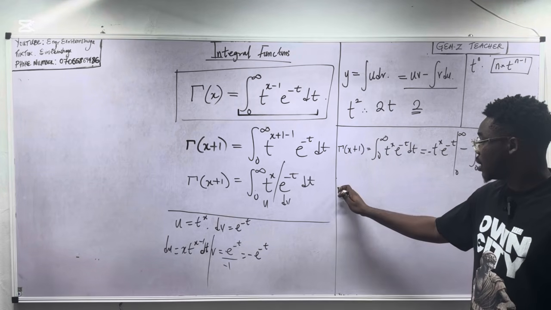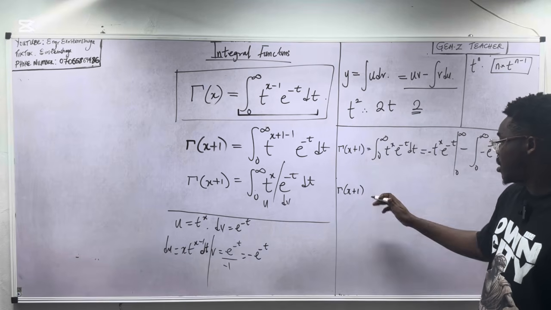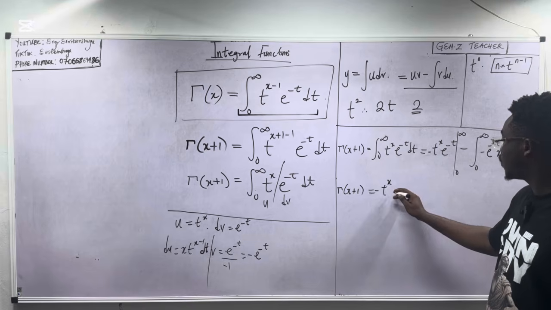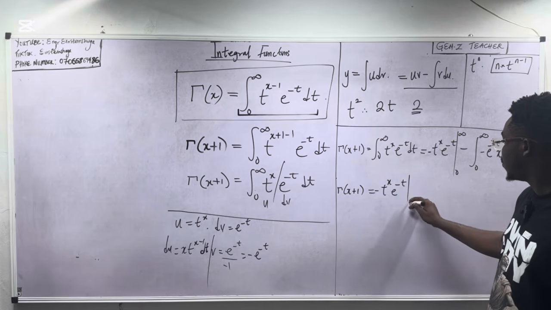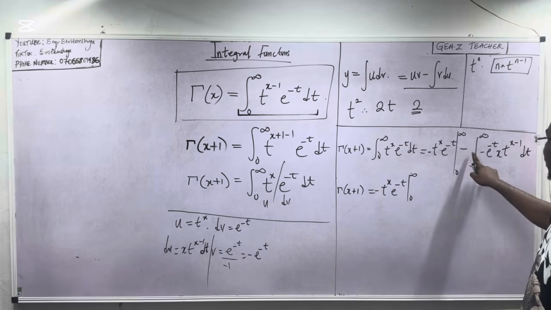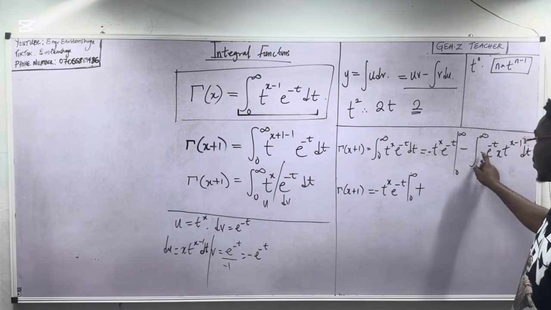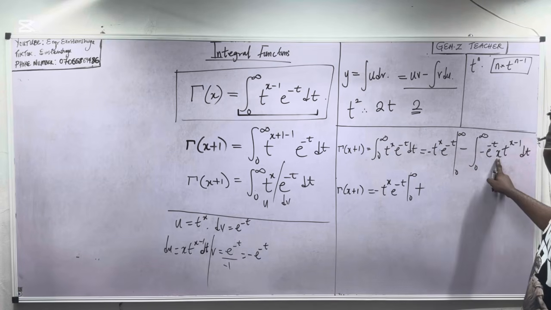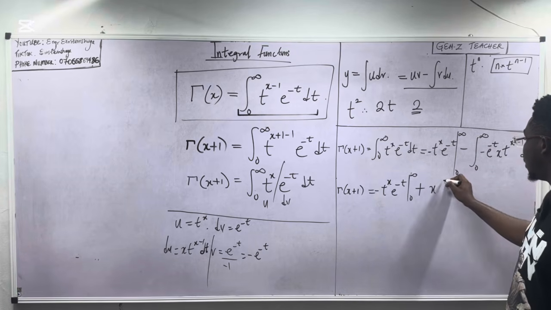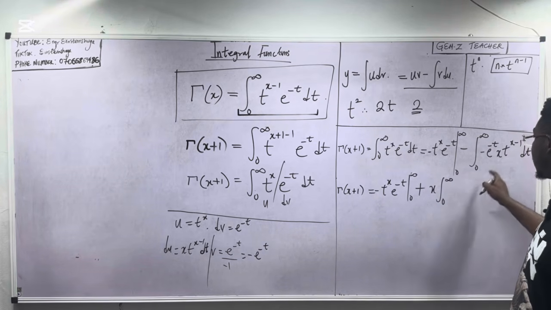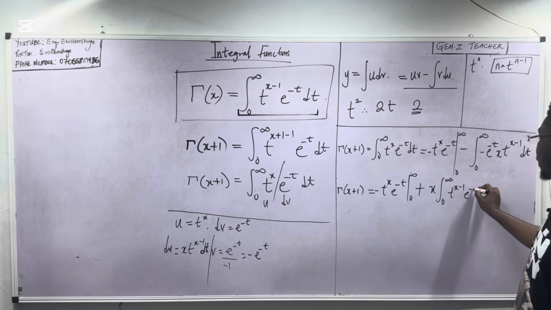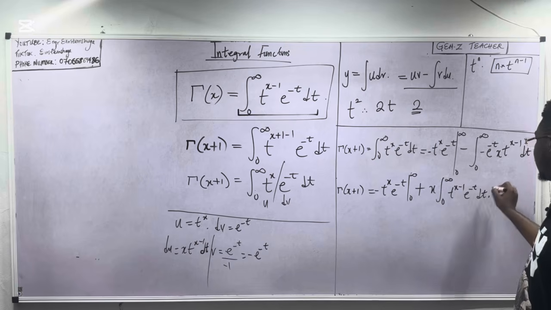So we can say the gamma of x plus 1 should become negative t to the power of x, exponential minus t, from 0 to infinity. And then minus times minus gives you plus. Remember that x is a constant, a number, so you can bring out the x. And then we'll have the integral again from 0 to infinity. We're going to arrange this properly. We're going to have t to the power of x minus 1 then exponential negative t dt.